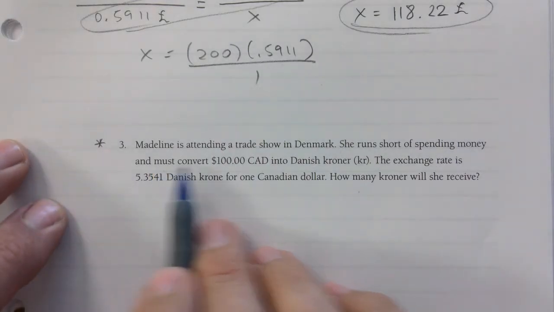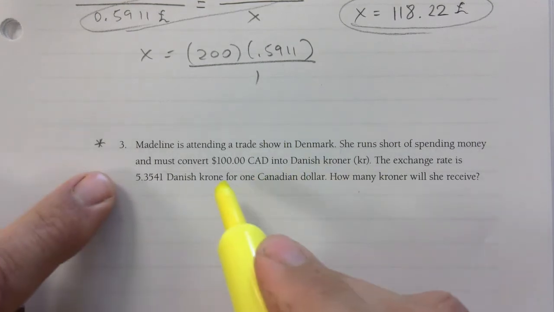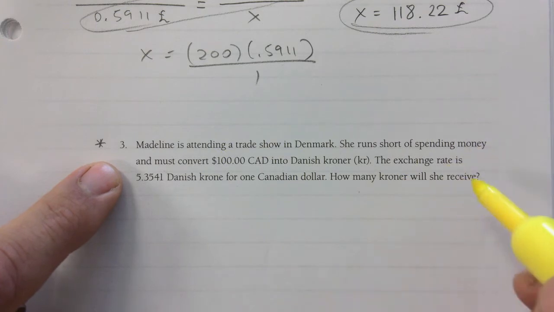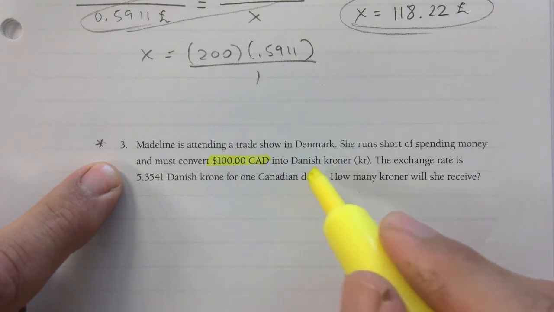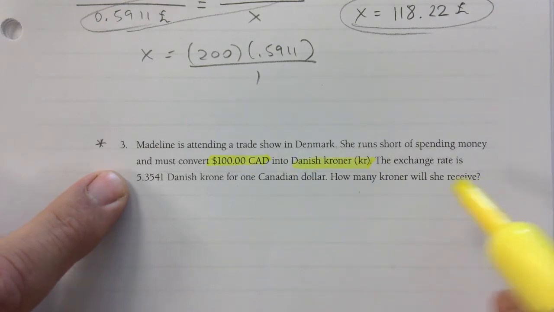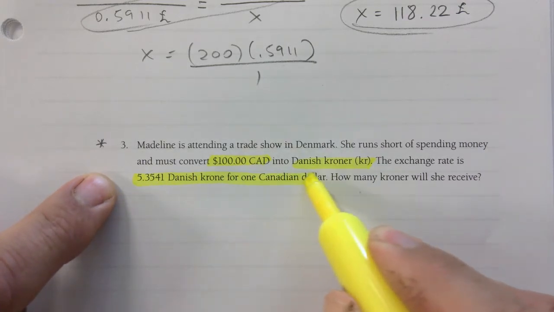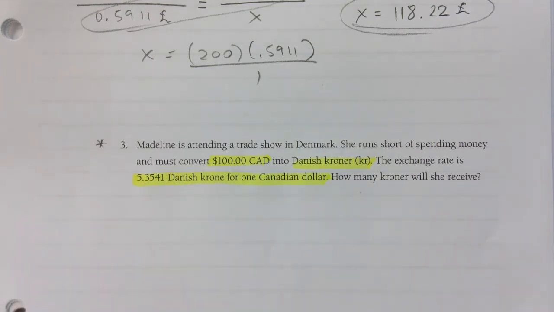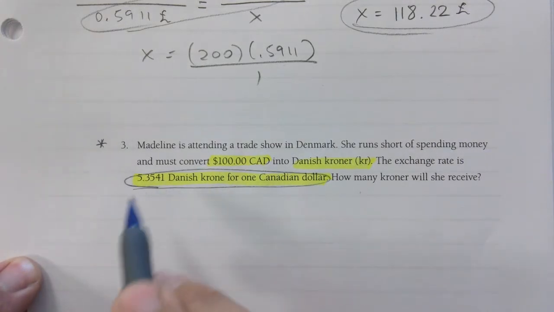All right, so here we go. Let's correct it. Highlighter. You're attending a trade show in Denmark. You're running short on spending money, so you must convert 100 Canadian, so I'm going to highlight that, to kroner, right? The exchange rate is this for 1 Canadian dollar. So that's the fact. They flipped it on us, right? They used to say 1 Canadian is this much of theirs, but that's fine.